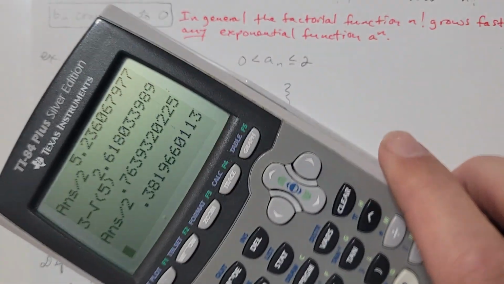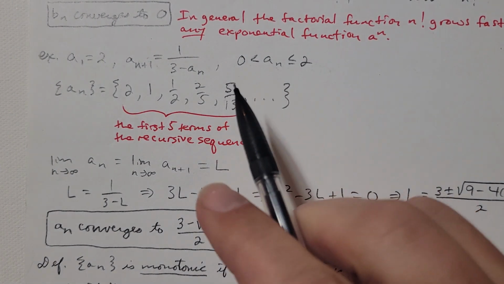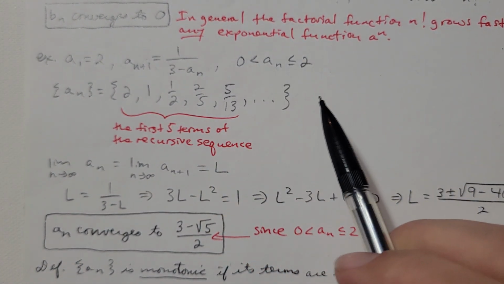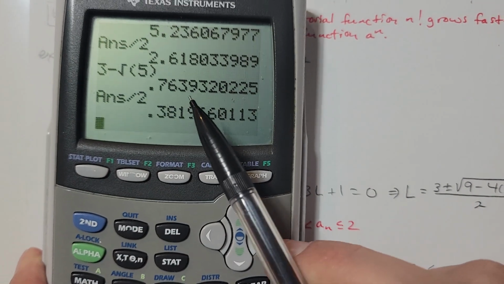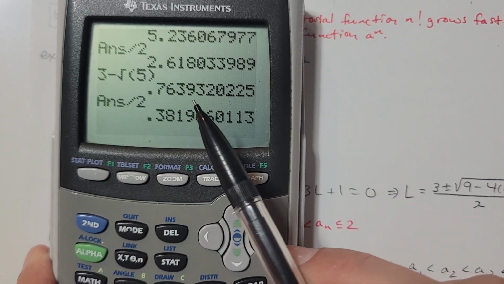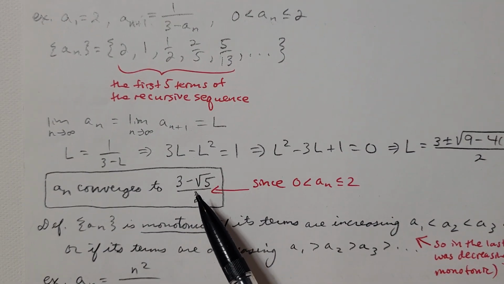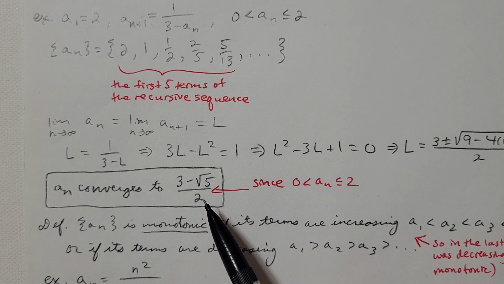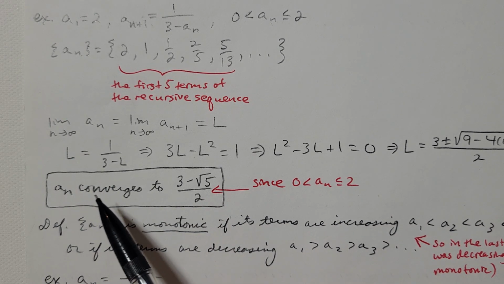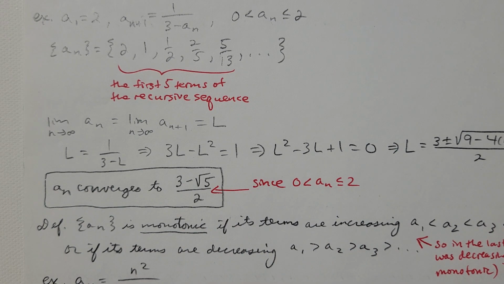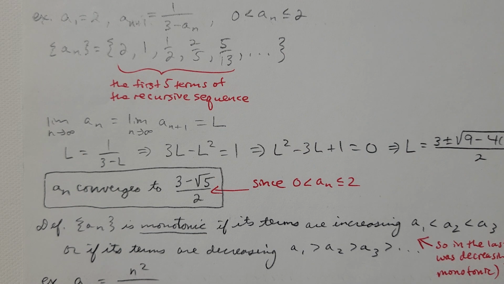Okay, so because of this condition here, where all the terms have to be between 0 and 2, that means that the value of this sequence is going to converge to 3 minus the square root of 5 divided by 2. So I say a sub n converges to 3 minus the square root of 5 divided by 2. Again, there's a couple problems like that in the book. There's not a lot, but there are some recursively defined sequences, is what it's called there.